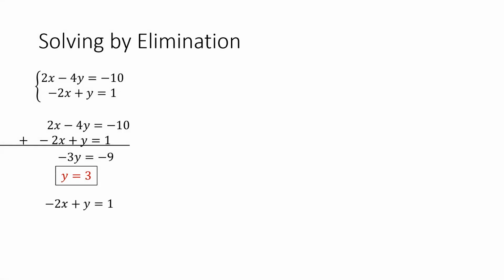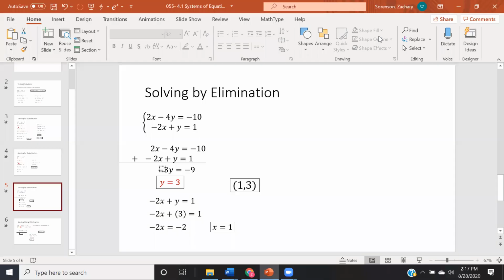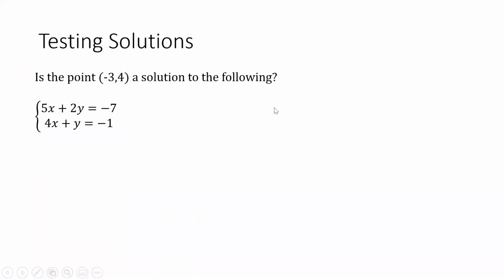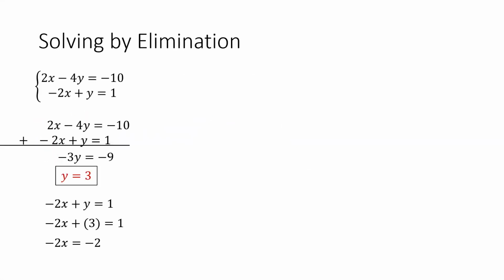Now I take my y result, plug it into either equation, and solve for the other variable. So from here on out, it's the exact same process as substitution. I plug in my 3, subtract the 3 over to get -2, divide both sides by -2, and I get 1. And then to write my answer as a point, I just do 1, 3.